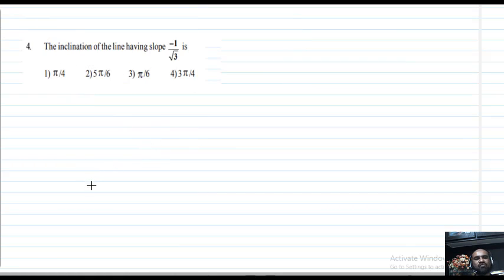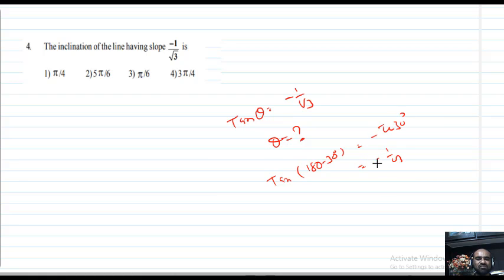The next problems belong to the straight lines concept. The inclination of a line having slope this. So what is given? Tan theta equals minus 1 by root 3. Then theta equals question mark. 1 by root 3 means 30 degrees. So 180 minus 30 degrees. What can I say? Tan of 180 minus 30 is minus tan 30 only, minus 1 by root 3 only. What is the meaning of that? 180 minus 30 is the required inclination. That is 150. Theta equals 150.